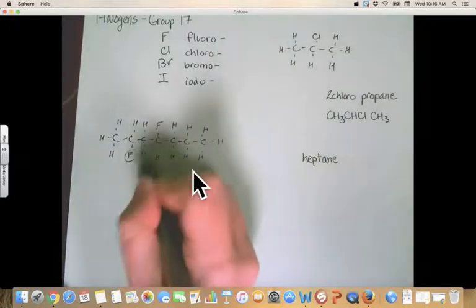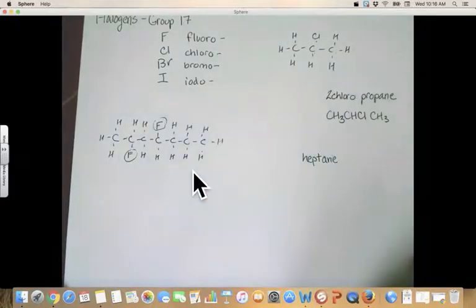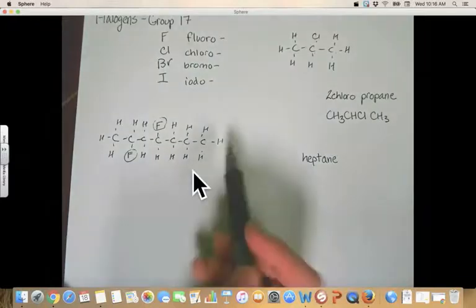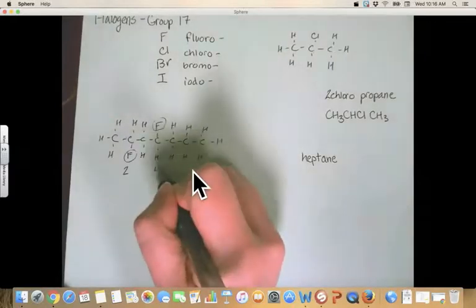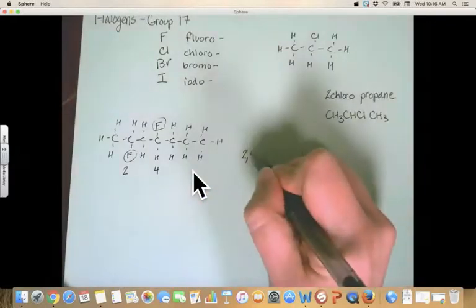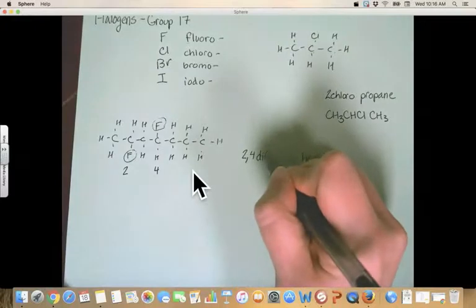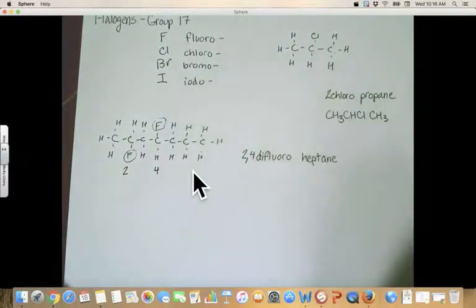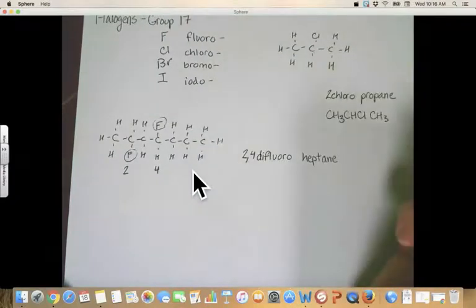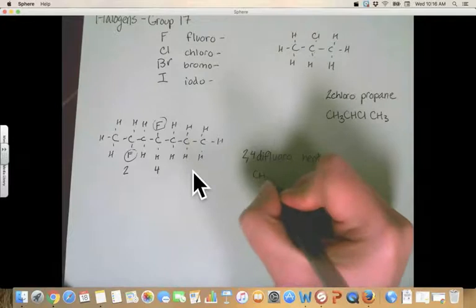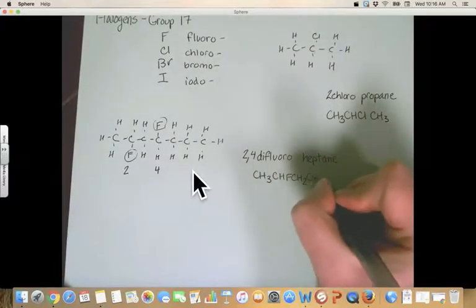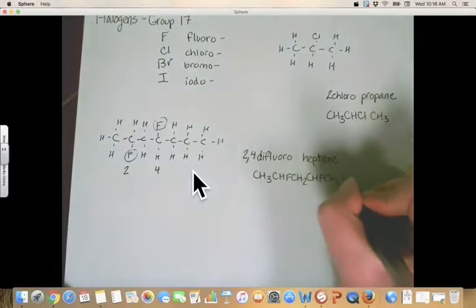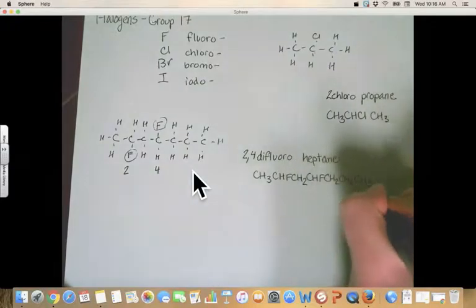I have 1, 2 fluorines, and I need to put their numbers. So I can go 1, 2, 3, 4, or 1, 2, 3, 4. This is carbon number 2. Carbon number 4. So this is going to be 2,4-difluoroheptane. And so if I were to do a condensed structure, it'd be CH3, CHF, CH2, CHF, CH2, CH2, CH3.